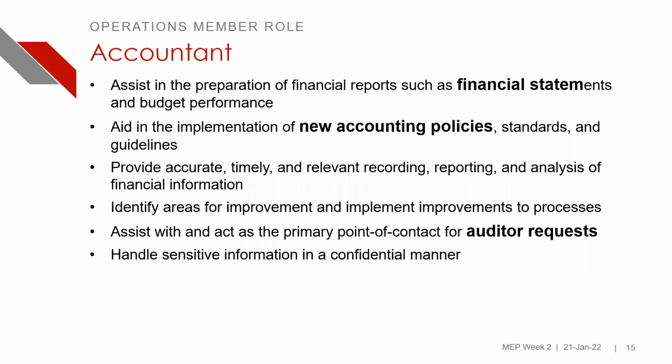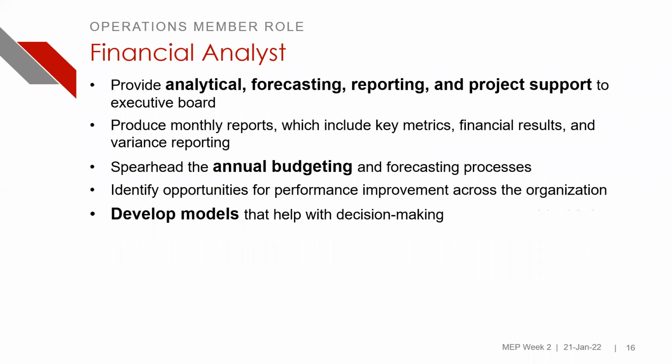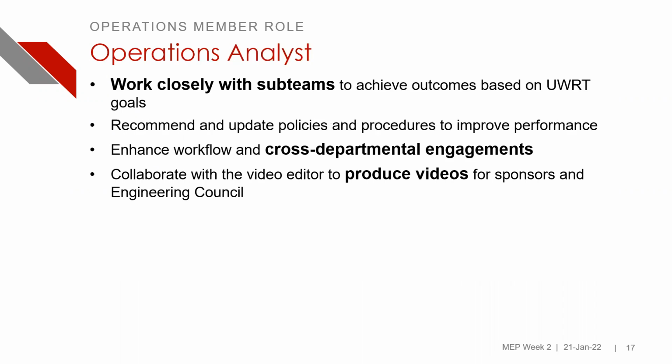Within operations, we have an accountant. They're doing the financial statements, making sure we adhere to new accounting policies, so new ways of going through the process, and then they're going to audit on a monthly basis. The financial analyst is going to do a lot of analytical work with forecasting, reporting, and project support. They'll be involved with the annual budget and developing models. All in all, so we can make the best decisions with the money we are given through grants and sponsors. The operations analyst will work closely with sub-teams.